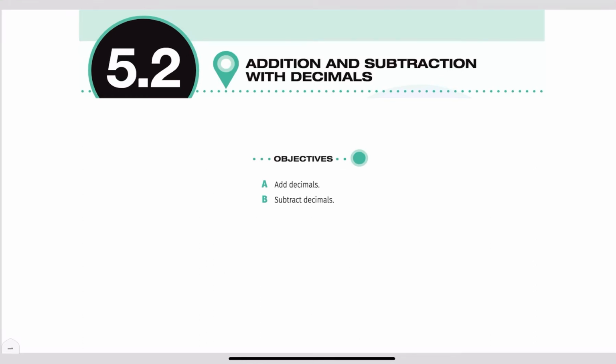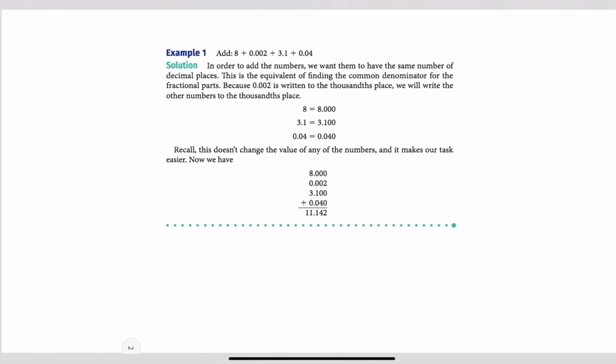All right, welcome to 5.2, where we're going to look at adding and subtracting decimals. Here's what's really great about adding and subtracting decimals: it works virtually the same way addition and subtraction works with whole numbers, except that we are extending that idea out into more place values. And so let's have a look here.